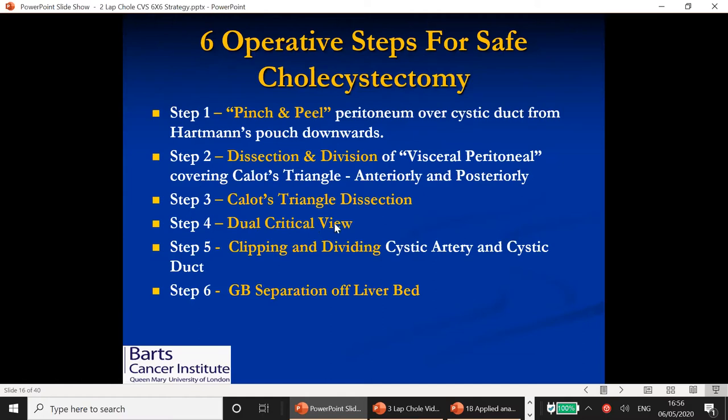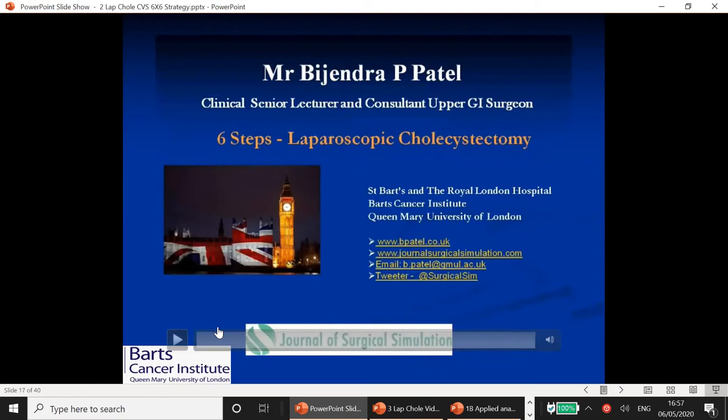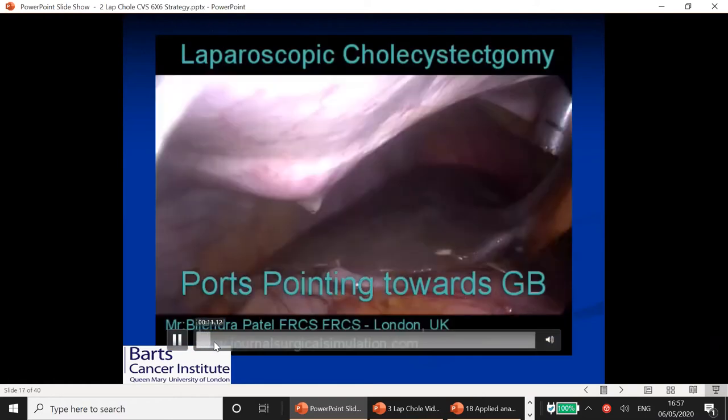And step three is when you actually dive into the calyx triangle to go behind the cystic duct and cystic artery. Step four is when you do your complete dissection to achieve critical view. And step five is when you divide the cystic duct, cystic artery. Step six is gallbladder separation. So these six steps are well described in the short video that you'll see now. This is just a short 5-minute video. I'd like you to see.